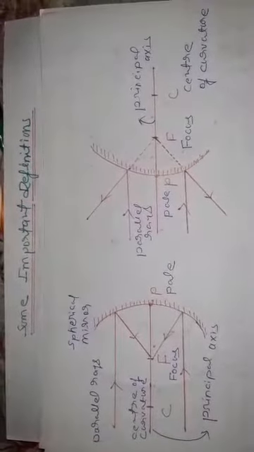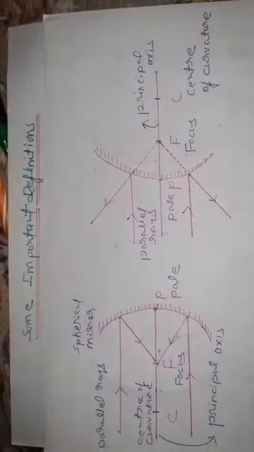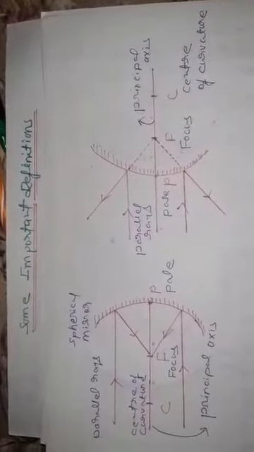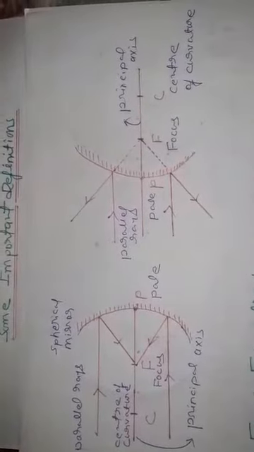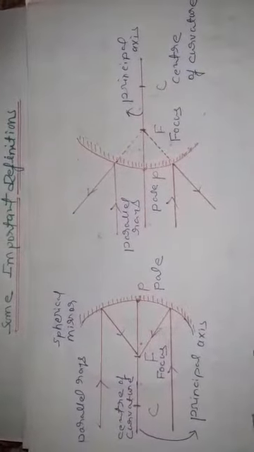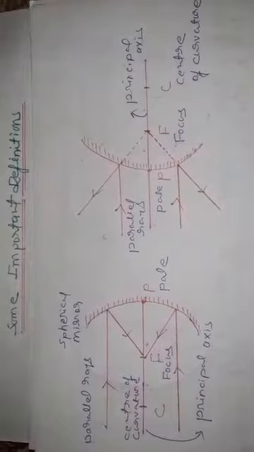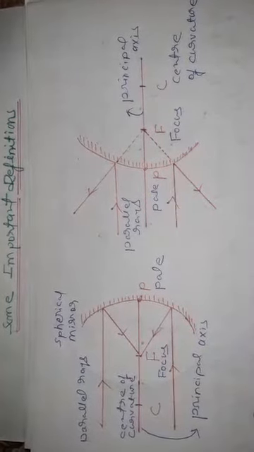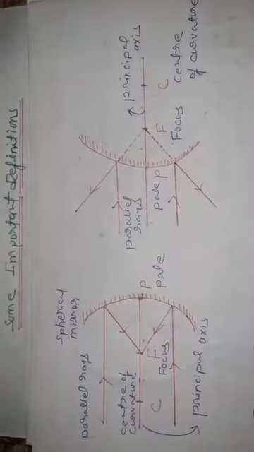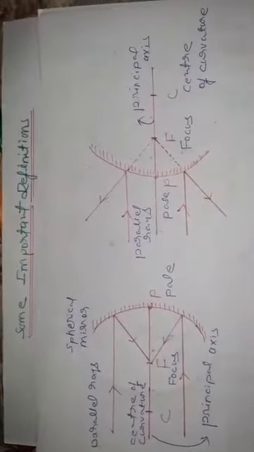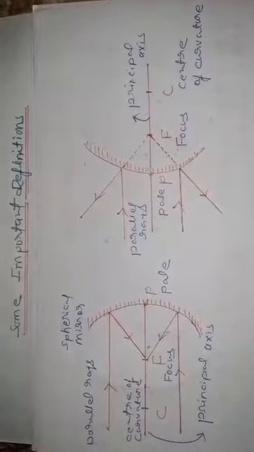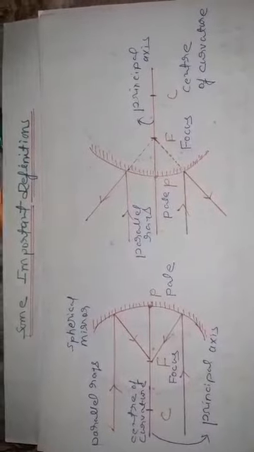In the figure you can see the first one is the concave mirror and the second one is the convex mirror. In both cases we have some important definitions like parallel rays, center of curvature, what is the focus, what is the pole, what is the principal axis, and so on. So here we will discuss some important definitions.